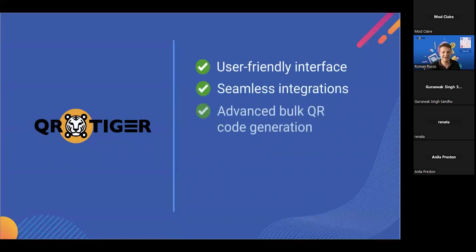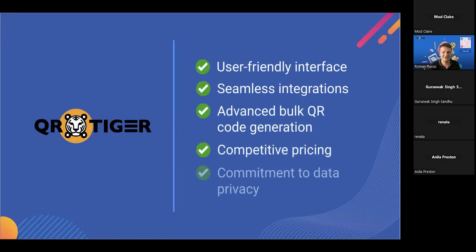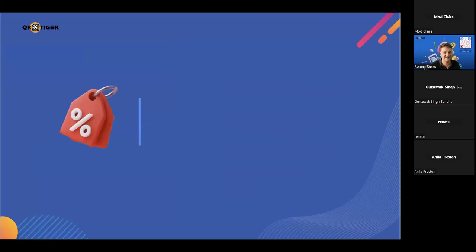So just to sum it up, we have a user-friendly interface, seamless integration, and advanced bulk QR code generation. We have competitive prices, one of the best, if not the best on the market. We perform regular checks to know that we are the cheapest. And we can provide the cheapest prices because we are the best. We have more clients, and therefore we provide better service. And we are committed to your data privacy.